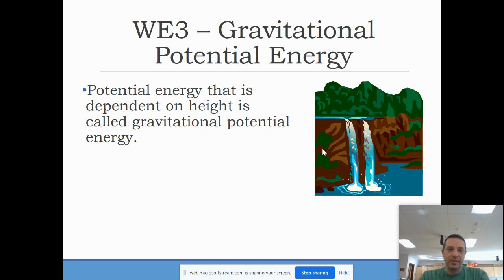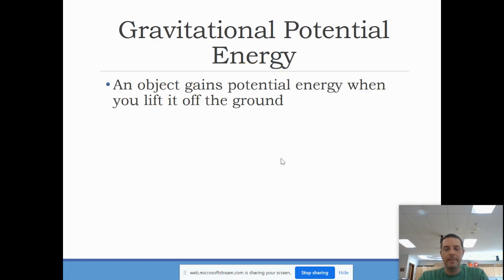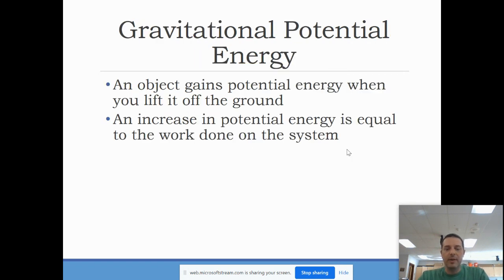Gravitational potential energy depends on the height of an object relative to how far it can fall. Things that have potential energy include water going over a waterfall, a suspension bridge, or a snowflake about to fall. Anything that is high above the surface it could fall to has a certain amount of gravitational potential energy. An object gains it when it's lifted to a higher elevation.